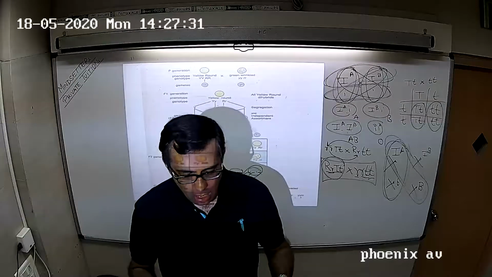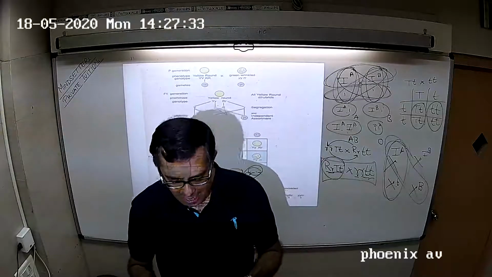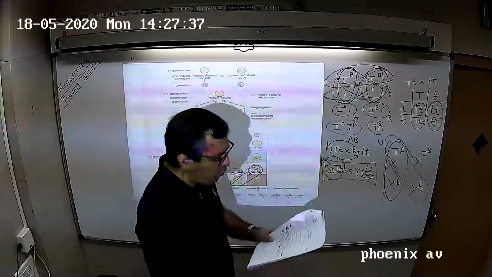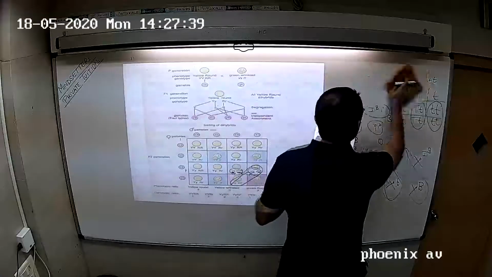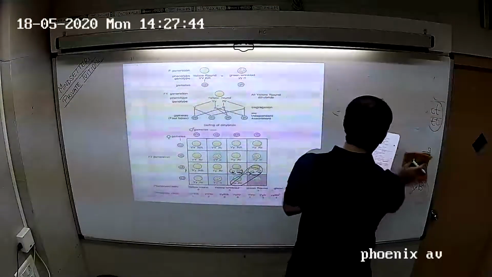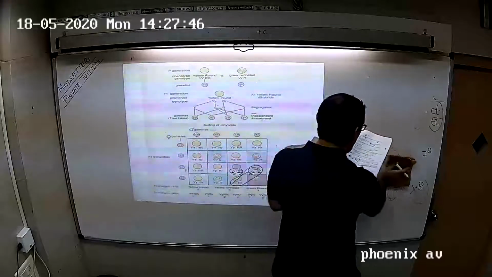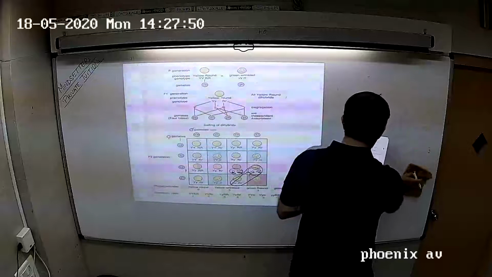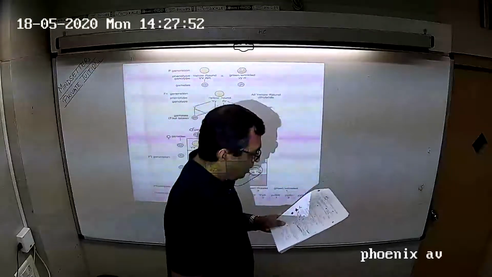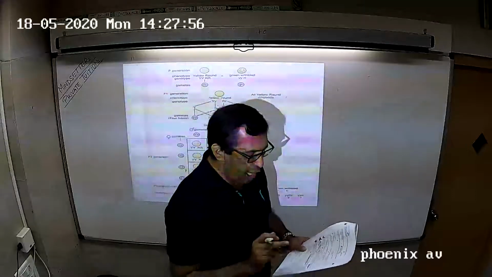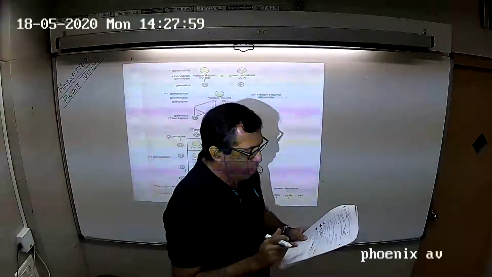133, beautiful question. In garden pea, yellow color of cotyledon is dominant over green and round shape is dominant over wrinkled. Then check this question here. Beautiful question. Yellow dominant over green, round dominant over wrinkled.